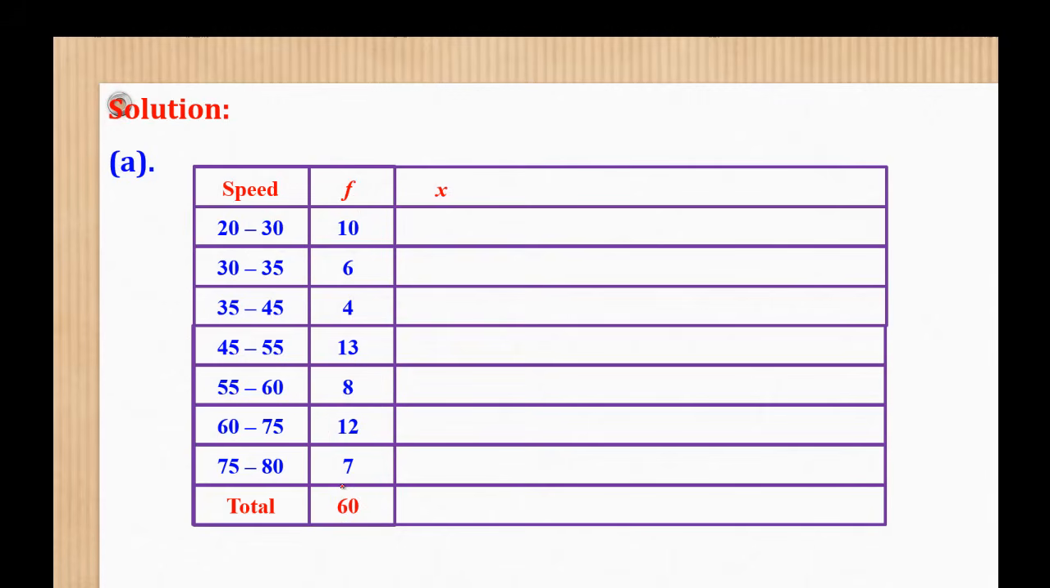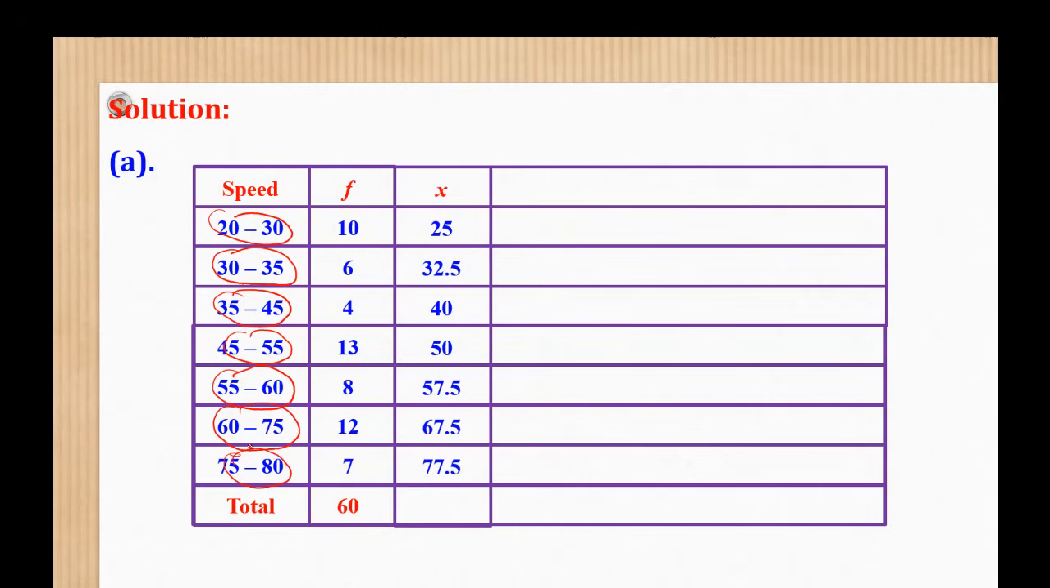After that, we shall get the value of x, which is the mid-mark. x is got by saying this plus this divided by 2. So 20 plus 30 divided by 2, 30 plus 35 divided by 2, 35 plus 45 divided by 2, 45 plus 55 divided by 2, 55 plus 60 divided by 2, 60 plus 75 divided by 2, and 75 plus 80 divided by 2.